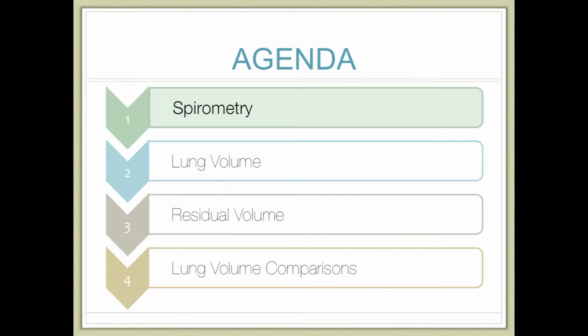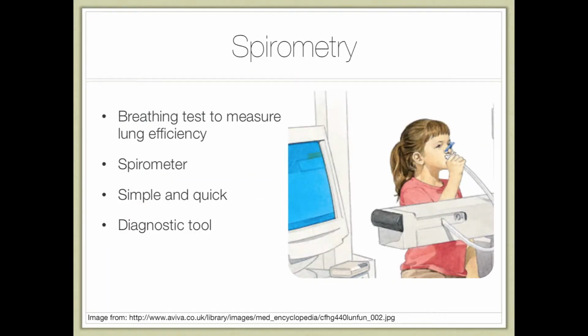So what is a spirometry? A spirometry is a breathing test that uses a spirometer to measure lung volume and how well your lungs are able to move air in and out. It is a quick and simple method used to assess lung functioning and can help to identify many conditions, such as asthma. And now we'll have a demonstration of a subject performing a spirometry test.